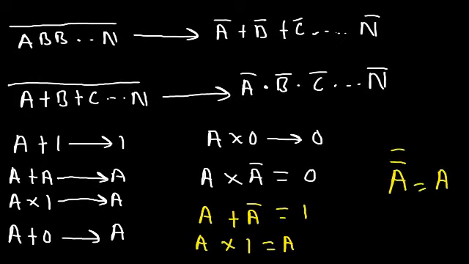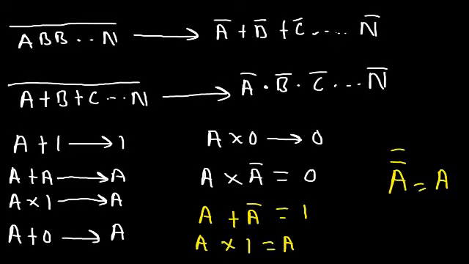Please, this thing is mostly often used in problems involving De Morgan's theorem, or De Morgan's law, excuse me, of logic gates. So keep that in mind. The complement of the complement of the input is equal to that input. So these are the basic things you need to know about De Morgan's theorem.